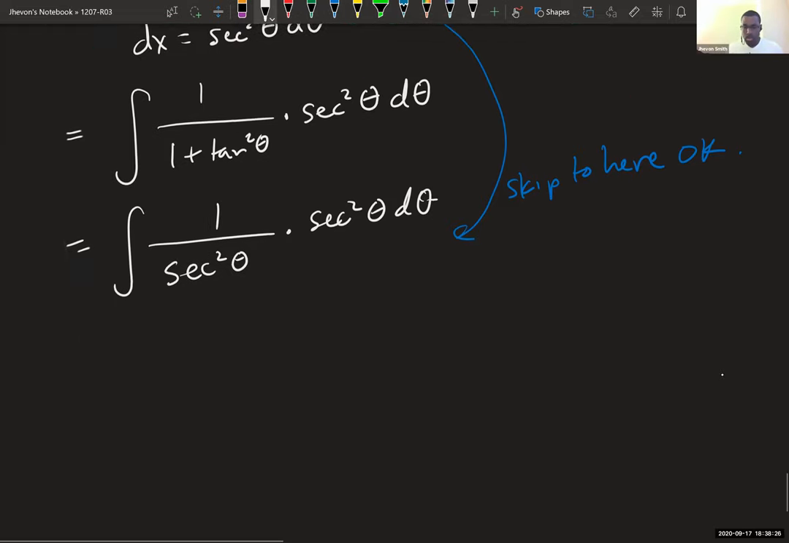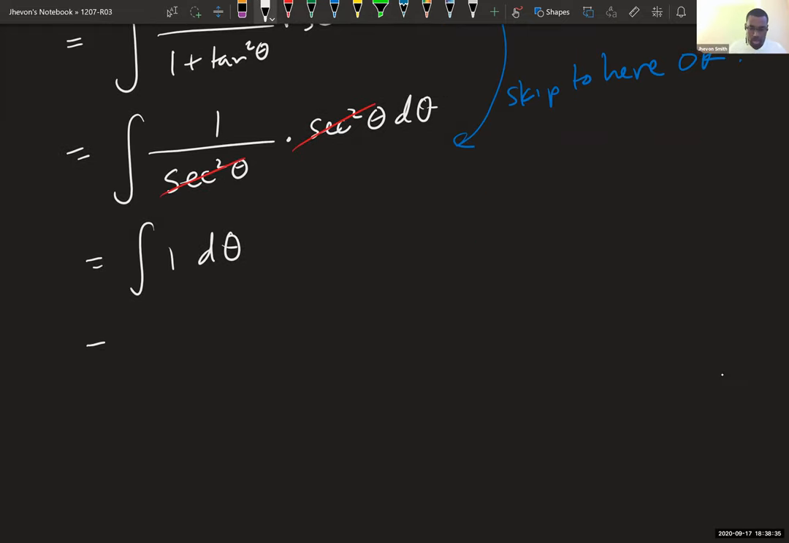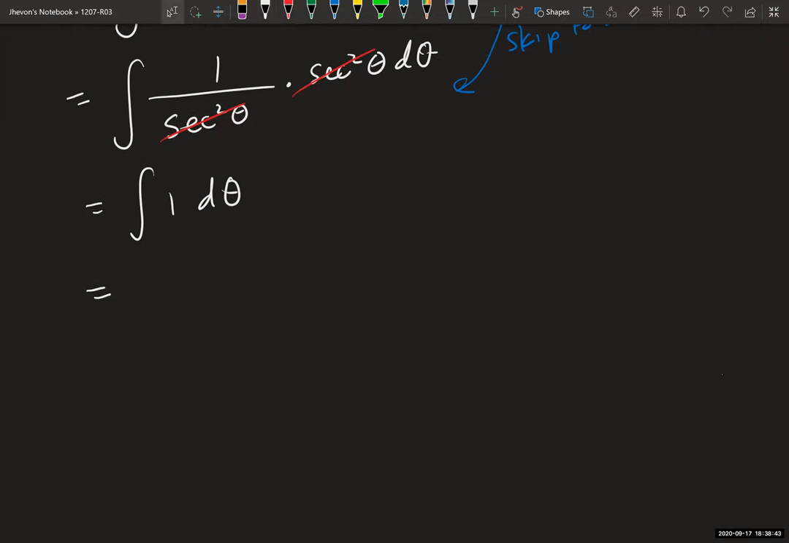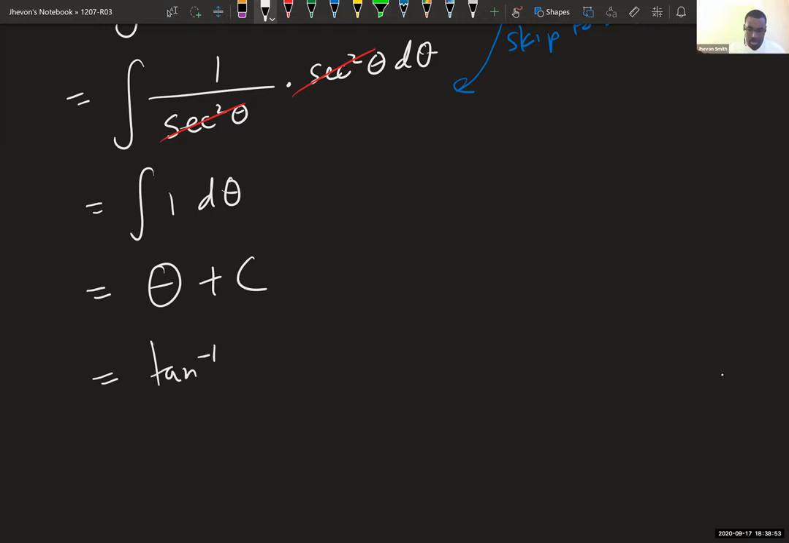Okay. So now what you'll realize is the secant squares cancel. You end up with the integral of 1 d theta, which is theta plus c. Now, since my x was tan theta, that means my theta is tan inverse of x. There you go.